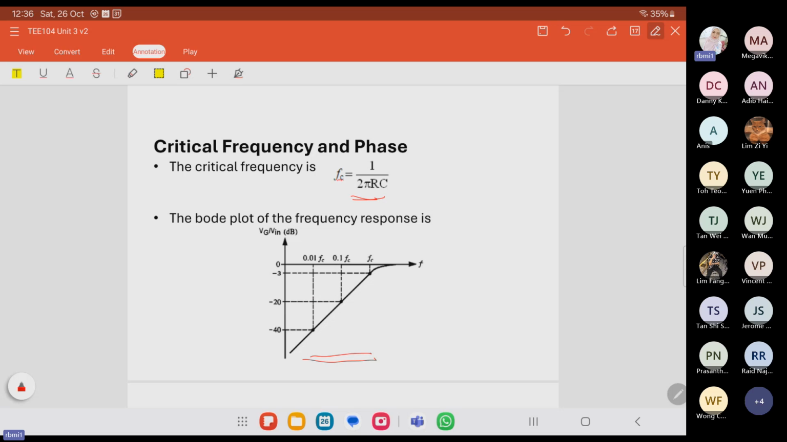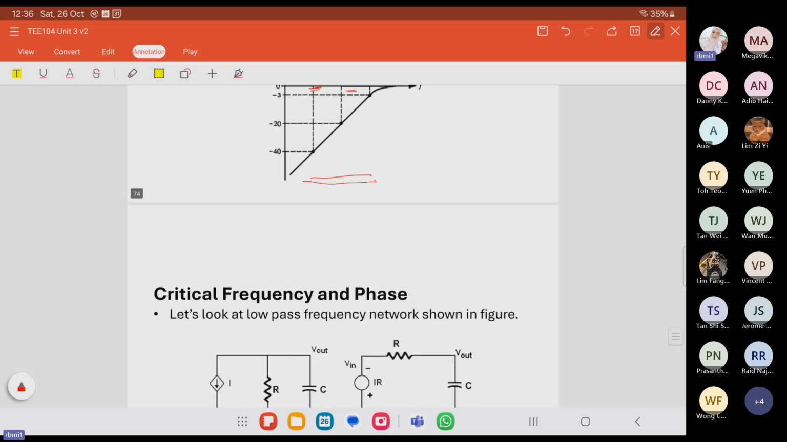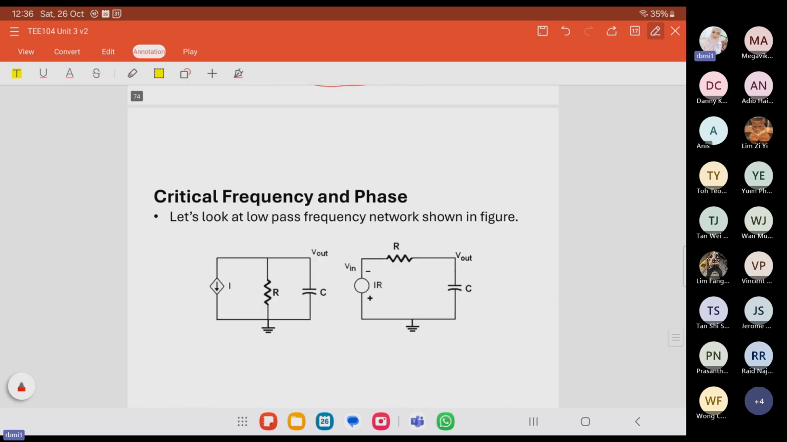If Vout is 1/10 of the input signal Vin, then the output signal is attenuated by minus 20 dB, which also implies that the frequency is equal to 0.1 Fc. If Vout is 1/100 of Vin, then it is attenuated by minus 40 dB, which implies a frequency equal to 0.01 Fc. This is for low frequency.